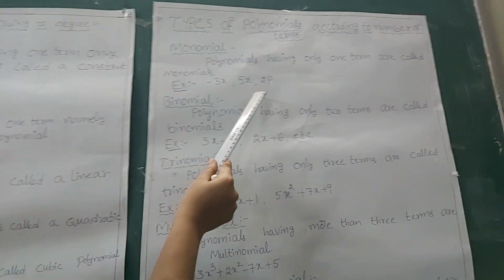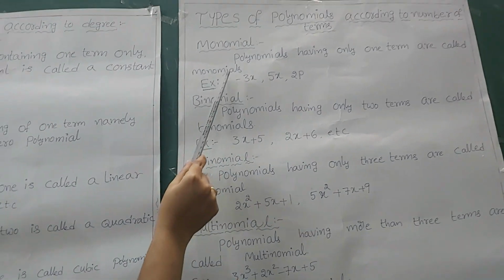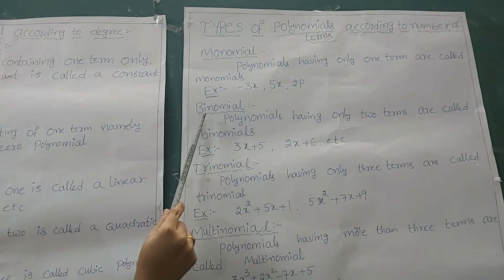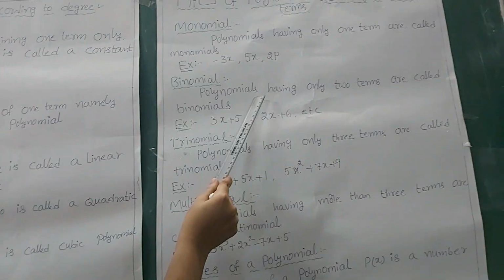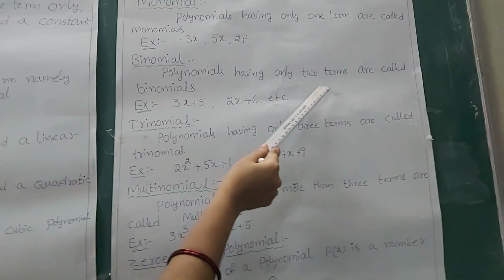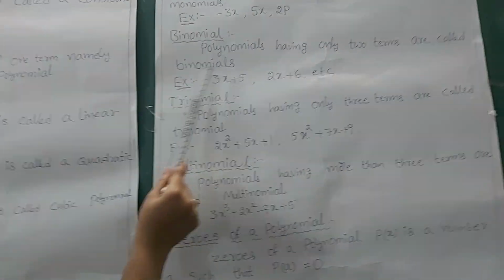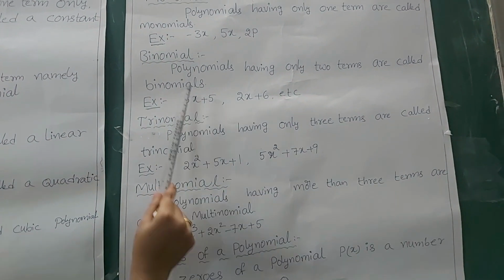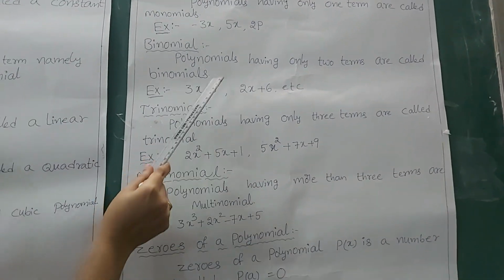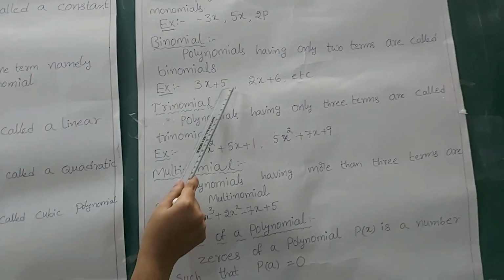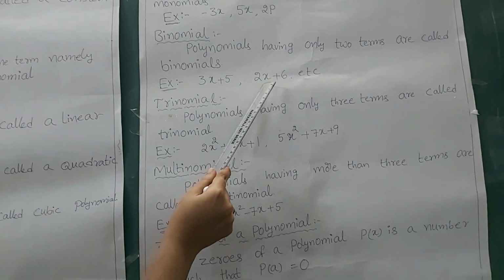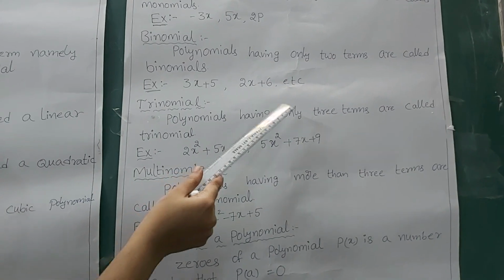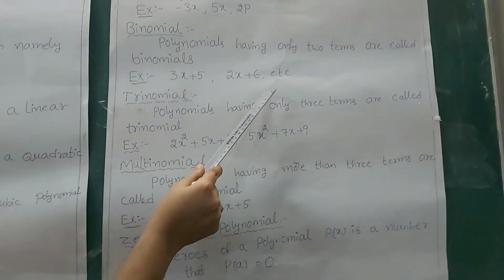Mono means one. That polynomial is called a monomial. Binomial. Polynomials having only two terms are called binomials. For example, 3x plus 5, 2x plus 6, and so on.